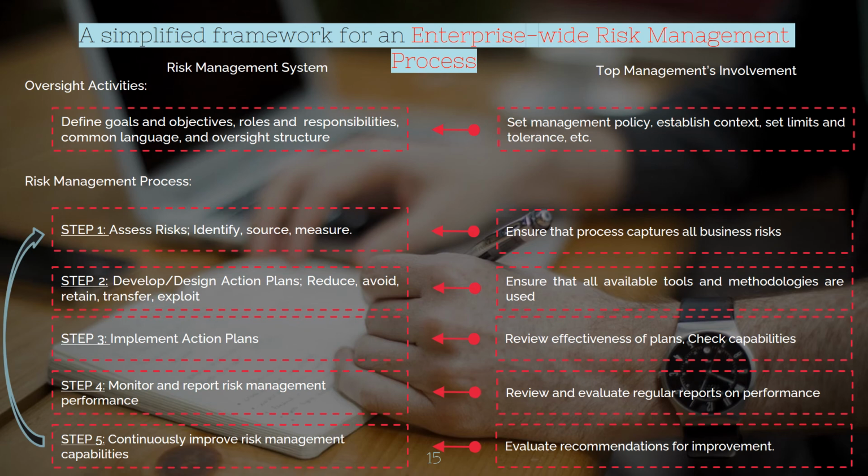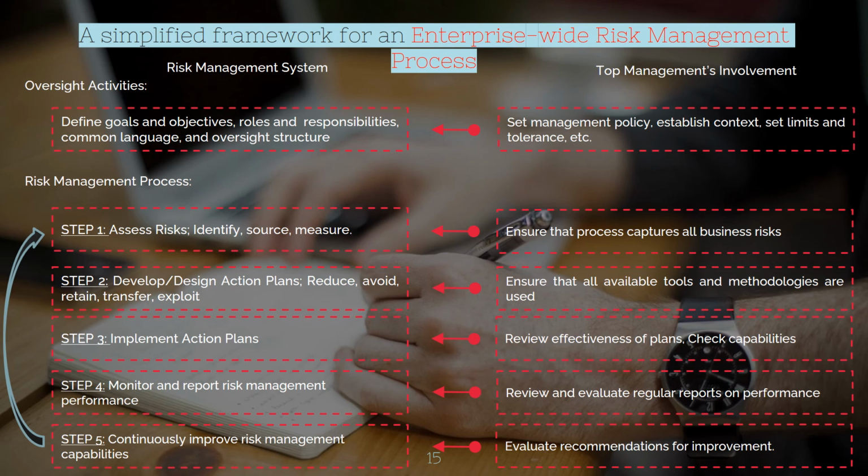These are the steps of the risk management process. Step 1. Assess risk: identify, source, and measure. That is to ensure that processes capture all the business risk. Step 2. Develop or design action plans: reduce, avoid, retain, transfer, and exploit. That is to ensure that all available tools and methodologies are used. Step 3. Implement action plans. That is to review the effectiveness of the plans as well as checking their capacities.